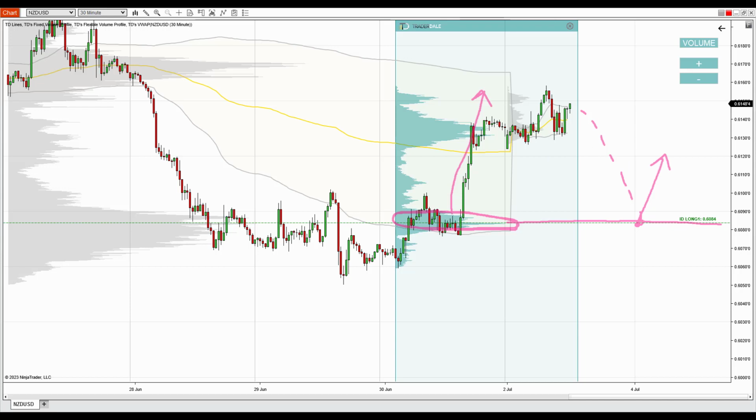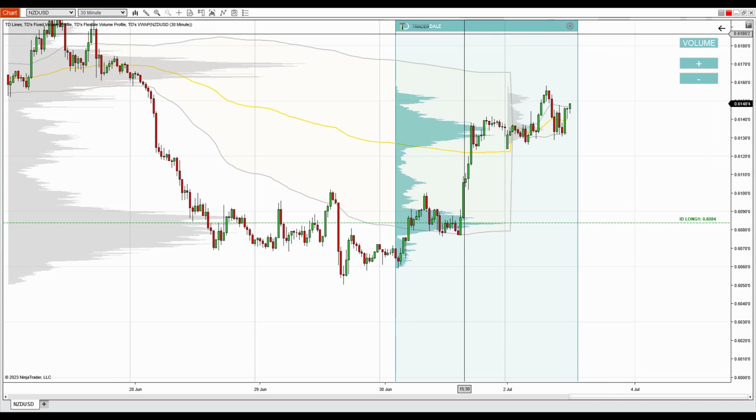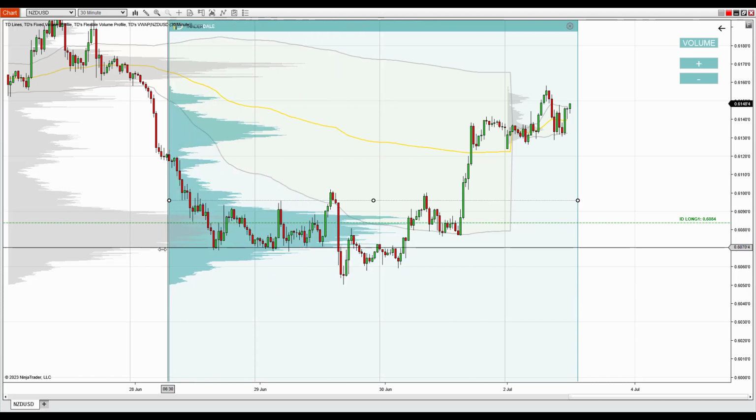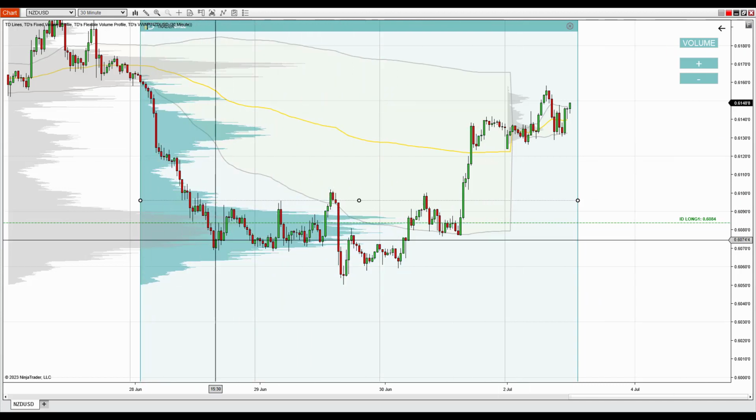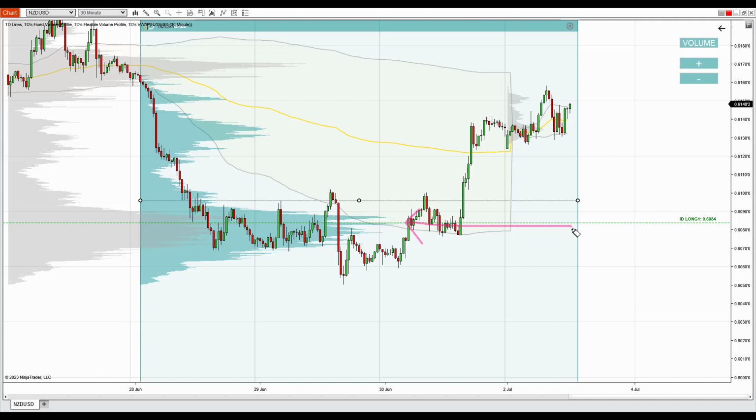Alright, so that's the New Zealand dollar, US dollar. By the way, if I stretch the flexible volume profile over this whole area like this, you can see that the heaviest volumes throughout this whole huge area is right here at this level. Alright, that also adds strength to it. So what we need to do now is just wait for that pullback and take it from there.